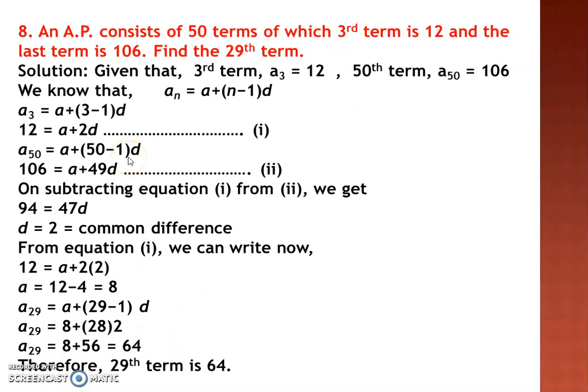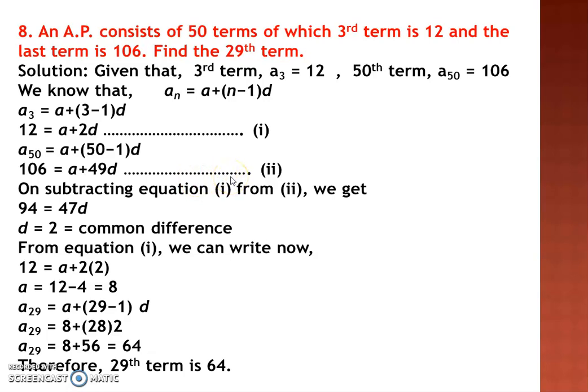So in the 8th question, the AP consists of 50 terms. So it's a finite AP having 50 terms, of which the third term is 12 and the last term is 106. Now last term of the AP is nothing but A50. 50th term is 106 and third term is 12. So with the help of these two things, you can form two equations. A3 is 12, that is A plus 2D is 12. This will be my equation 1. And A50, that is A plus 49D is 106. This will be my equation 2.